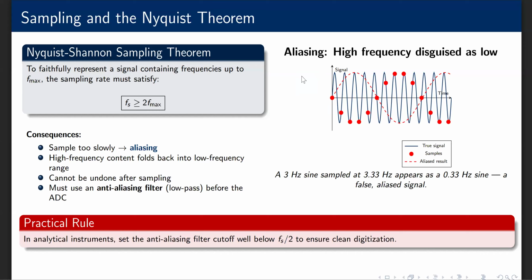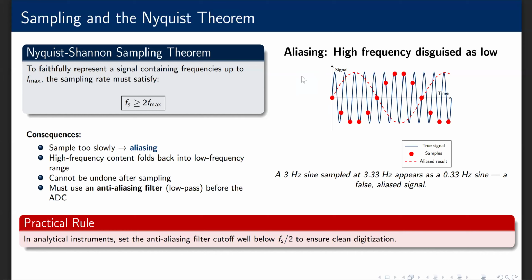If you violate this, i.e. if you sample too slowly, you get aliasing, which is high frequency content folds back and appears as lower frequencies in your digital data. Now here's the critical part. Once the data is digitized, you cannot distinguish the aliased signal from a real low frequency signal. The damage has already been done.